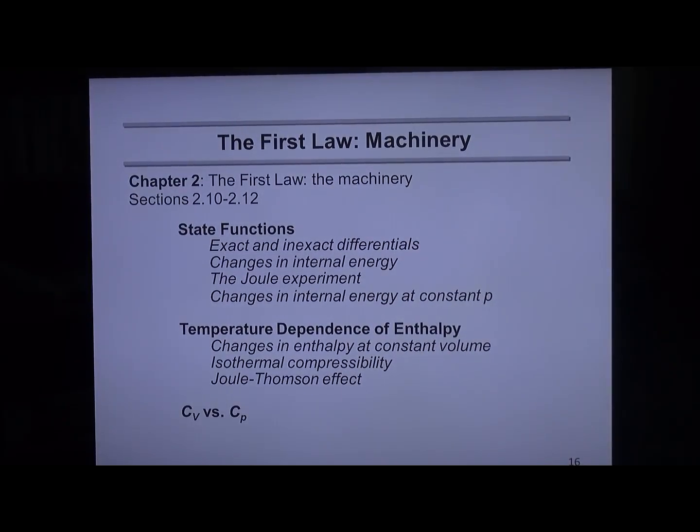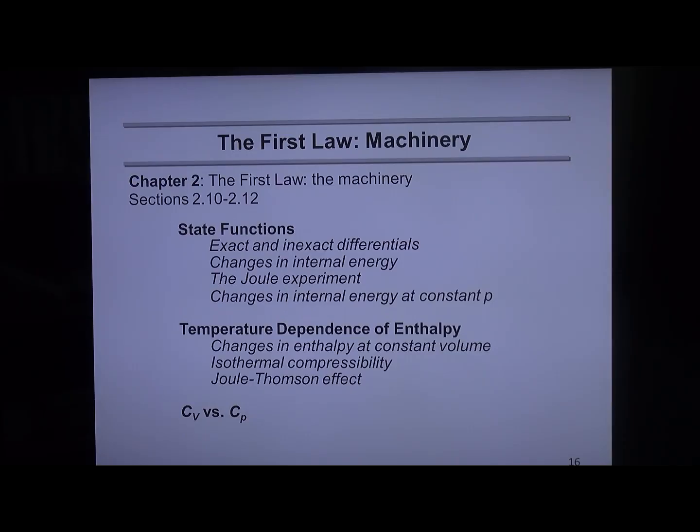Okay, now we move on to the next, actually final sections of chapter 2, sections 2.10 to 2.12. The first law of thermodynamics. Actually, this would be the most difficult part of this class, in this semester.